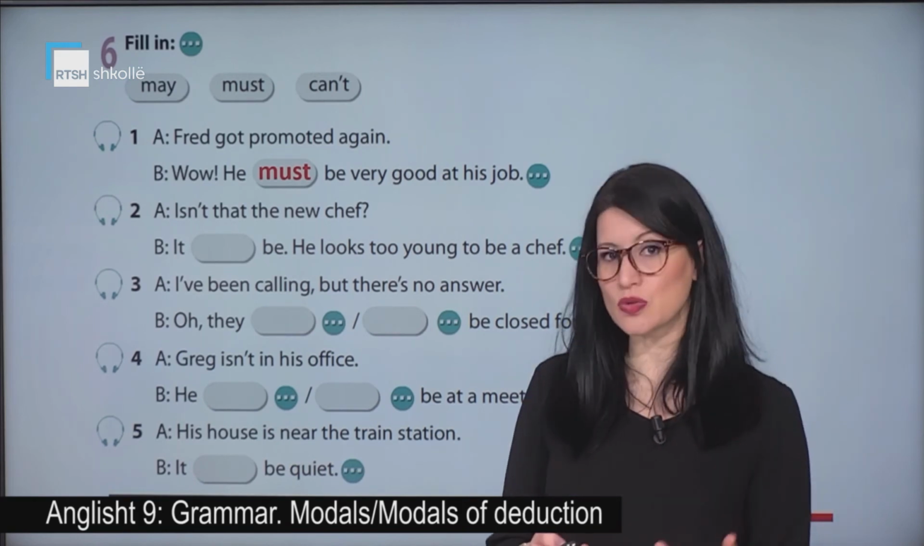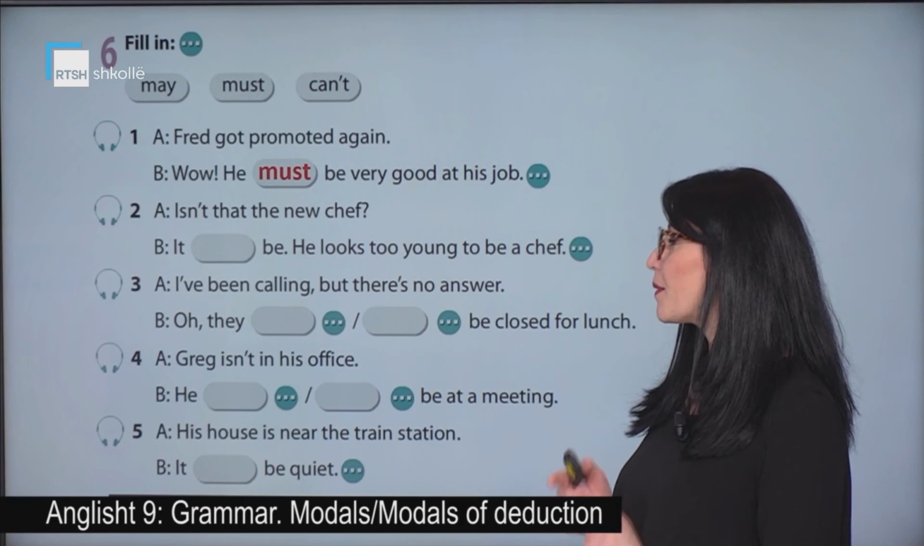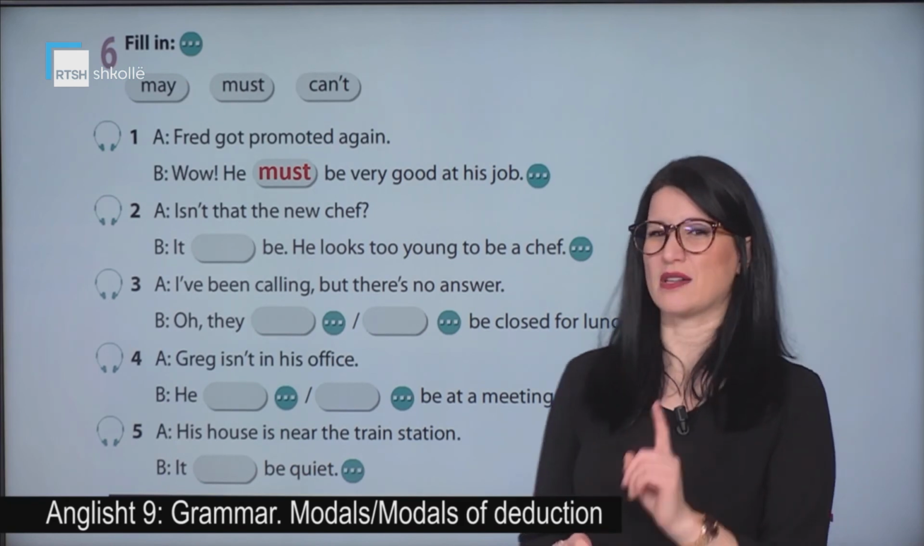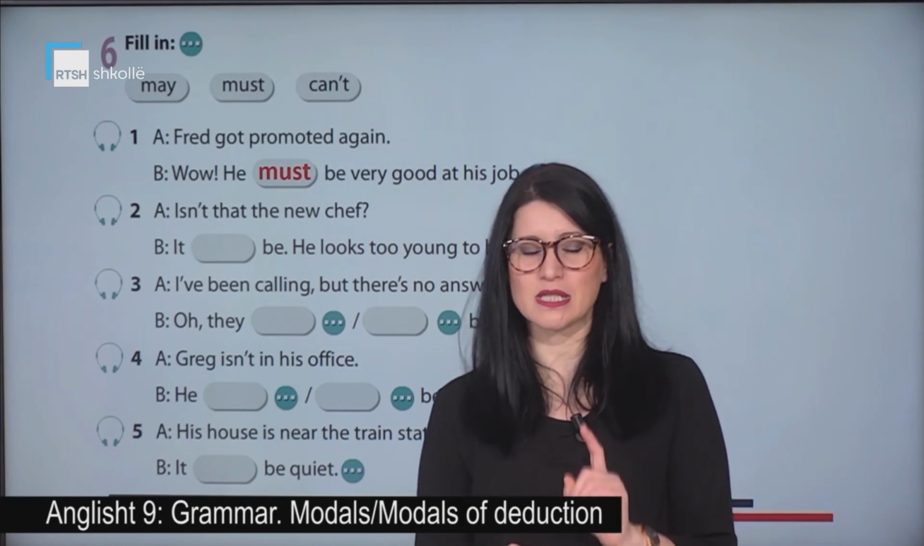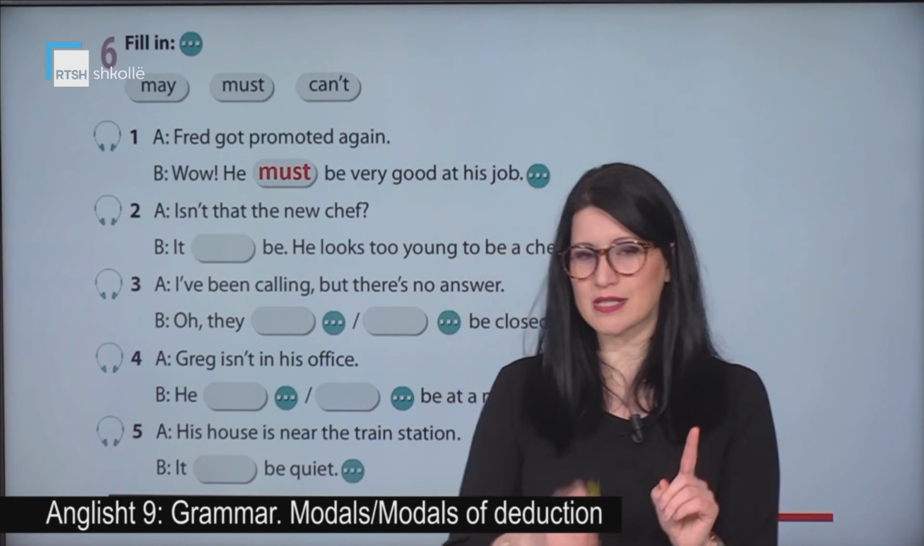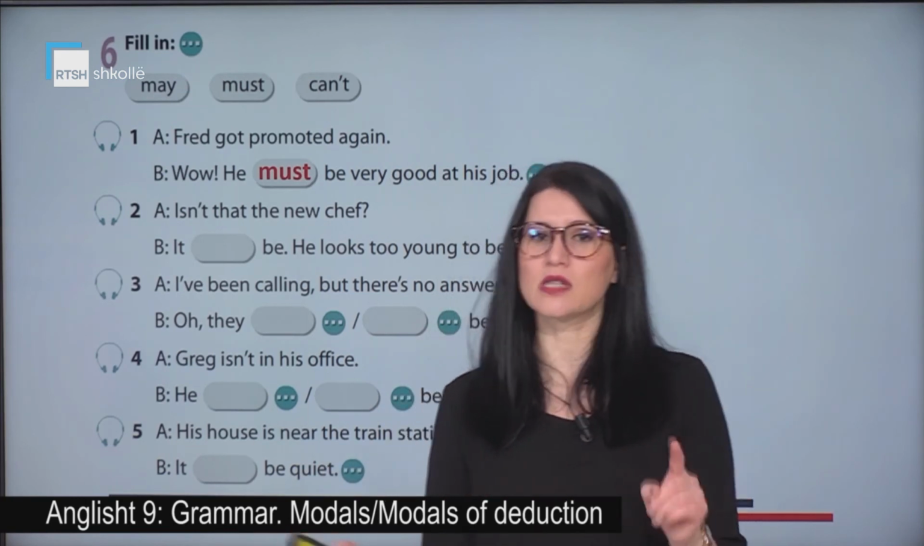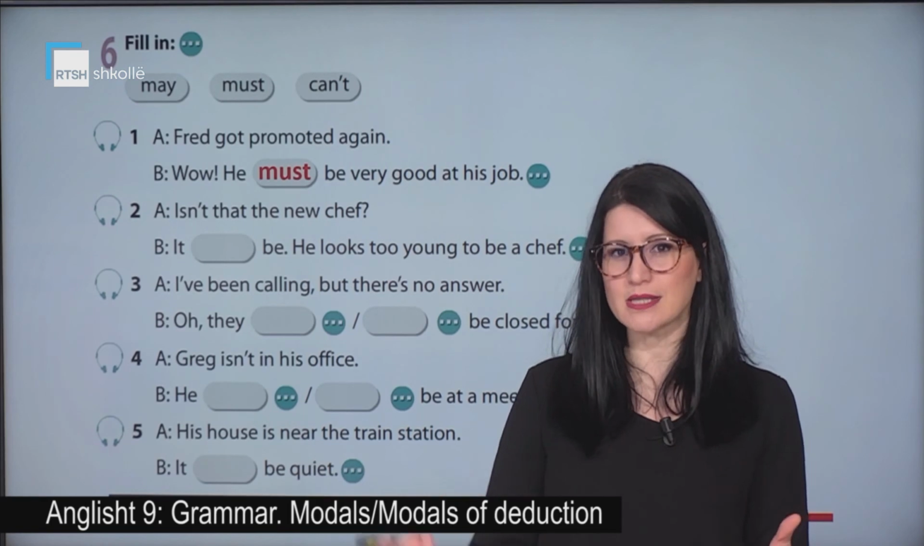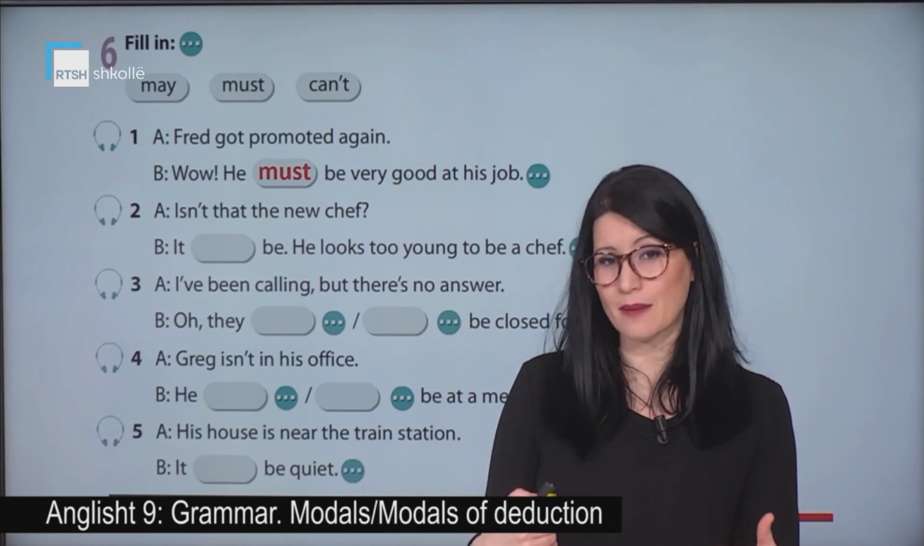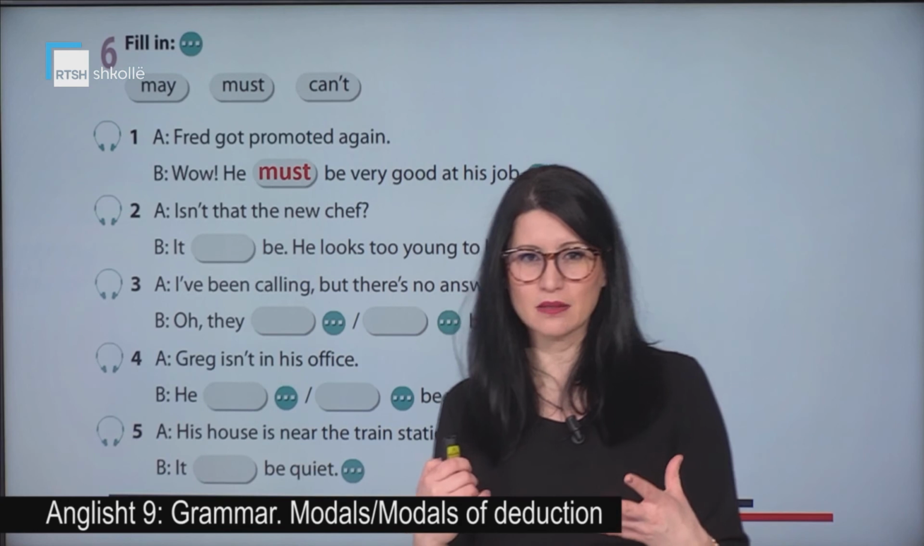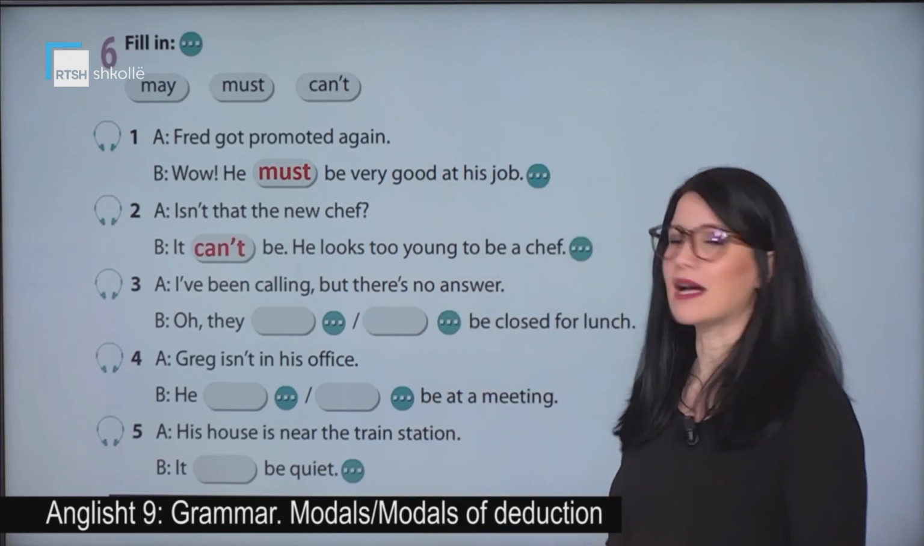Isn't that the new chef? It can't be. He looks too young to be a chef. So this person is saying that he is sure that something is not like that. So what modal do we use to express this? Do you remember the example with the spider and the animal and the rabbit? And it is can't. It can't be.